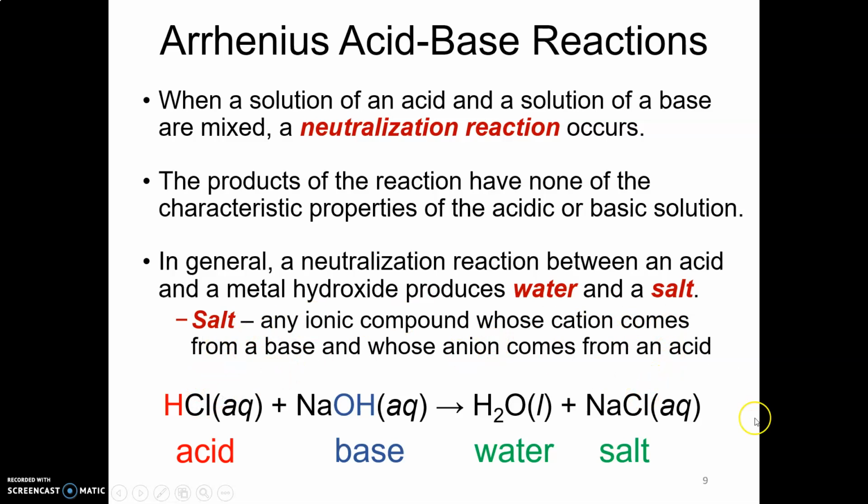So if you want to make table salt, which is sodium chloride, you need to take hydrochloric acid and react it with sodium hydroxide. What if you needed potassium chloride? Well, then take hydrochloric acid and react it with potassium hydroxide, right? So you can swap out the acid and the base to generate several different salts, right?